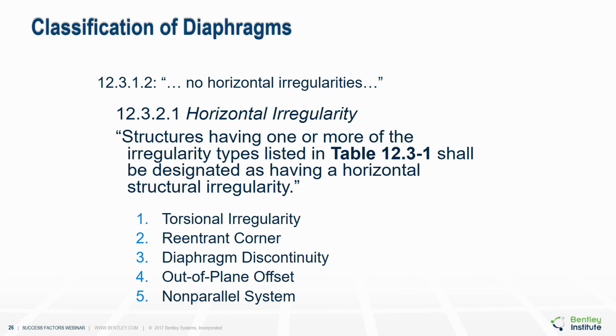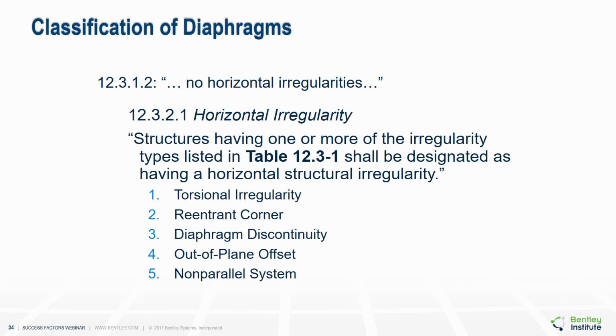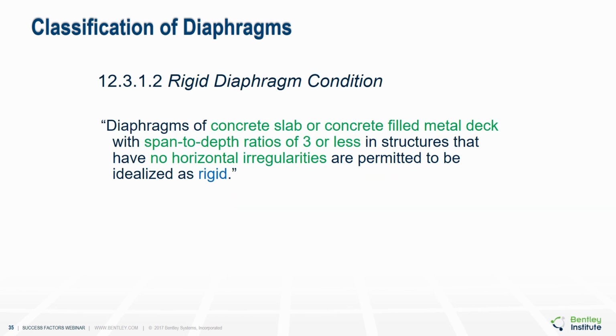The second condition necessary to consider a concrete slab or composite deck as rigid is that it has no horizontal irregularities. Horizontal irregularity is defined in Table 12.3-1, which lists torsional irregularity, reentrant corner, diaphragm discontinuity, out-of-plane offset, and non-parallel system. So if any of these conditions occur in the diaphragm, it is classified as having a horizontal irregularity, which gets us back to this clause, which says that if the diaphragm is classified as having a horizontal irregularity, it cannot be analyzed as rigid.